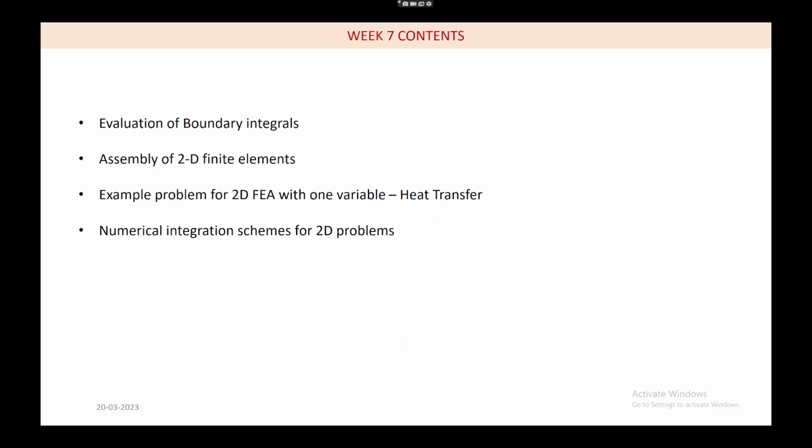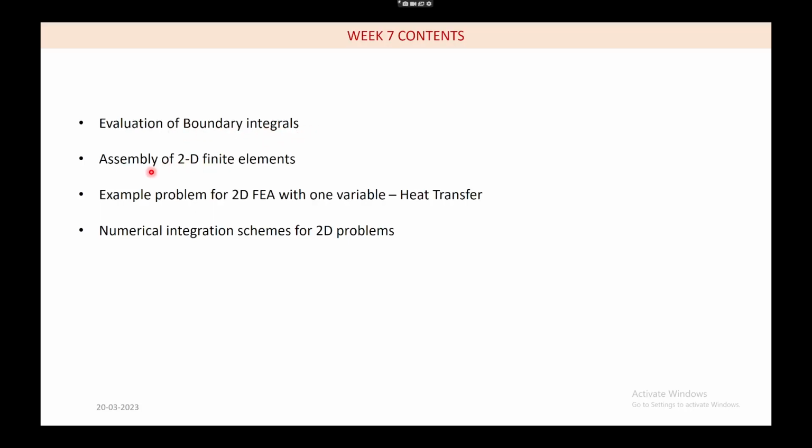So these were the contents of the week 7 lecture of the series. There are four main topics which were covered in week 7. The first topic was evaluation of boundary integrals. If you have a two-dimensional element, how to evaluate the integral along the boundary. That is required for evaluating the boundary terms.